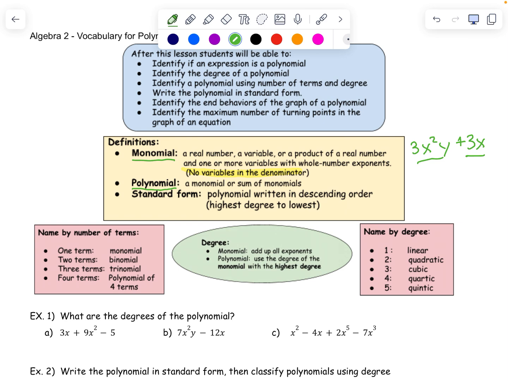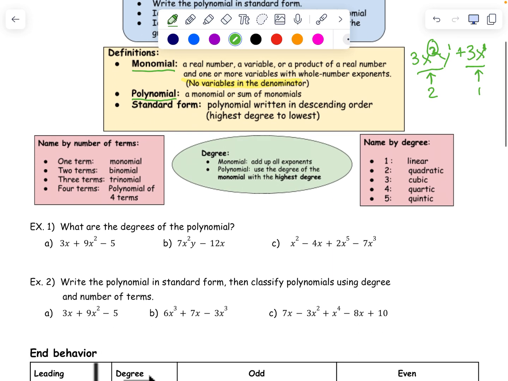Standard form is when we write the terms in descending order from the highest degree to the lowest degree. When I'm looking just at a monomial, this degree is 3 because we have 2 plus 1, and this degree is 1 because that only has 1. You're either going to put things in descending order related to x or related to y. If we were just looking at x, the degree of just the x is 2 here, so this still would go in front.